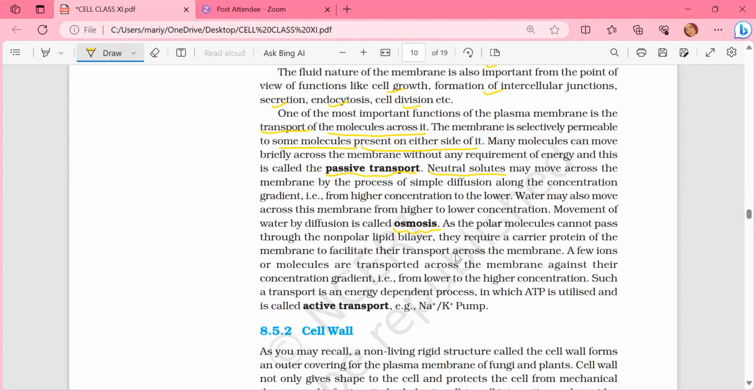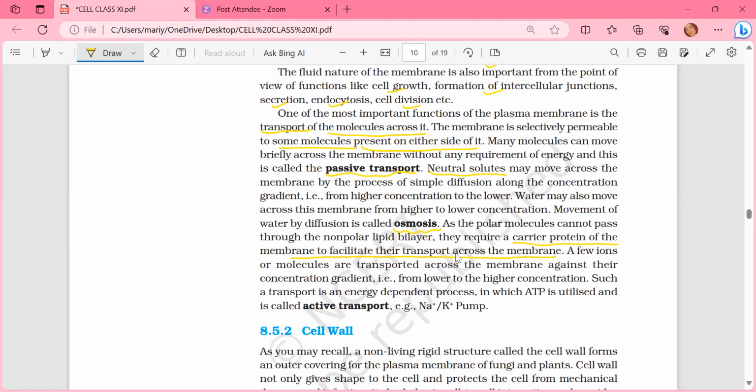Now, the polar molecules cannot pass through the non-polar lipid bilayer, so they would require energy. They would require a carrier protein of the membrane to facilitate their transport across the membrane. Now, a few ions or molecules are transported across the membrane against their concentration gradient. Against the concentration gradient means from the lower concentration to the higher. So that type of thing would require energy.